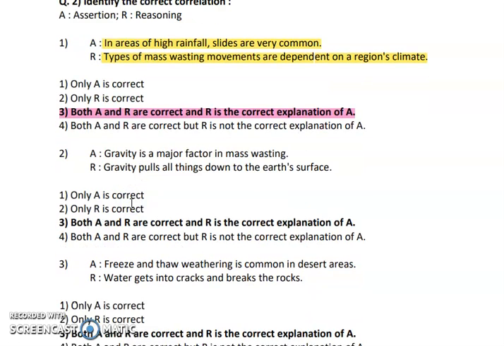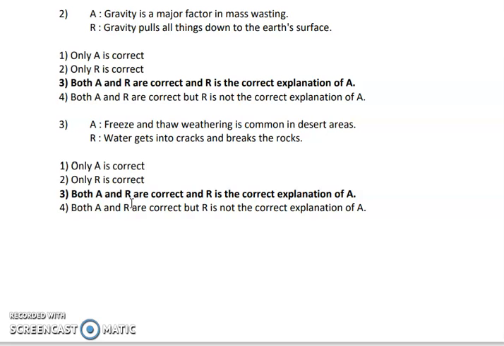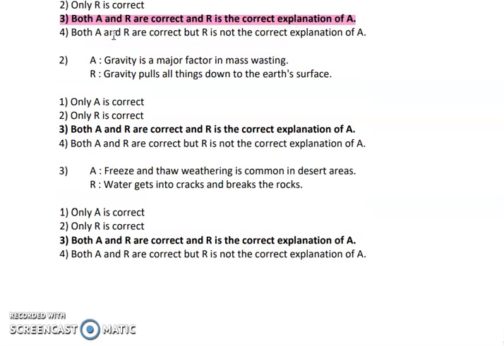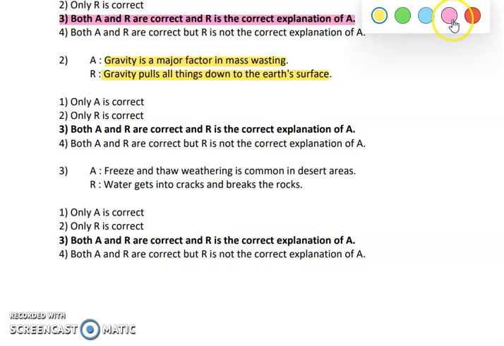Now let us move further for the second question. Here you can see that we have A as an assertion. In the assertion it is given that gravity is a major factor in the case of mass wasting. Yes, this is a true statement because gravity plays an important role, because whatever is thrown up comes down easily. Second is the reasoning: gravity pulls all the things down towards the earth. So this is an exact definition of gravity. Even this statement is totally correct. So here the answer will be both A and R are correct, and R is an exact explanation of A. That is option 3. Let us move further.